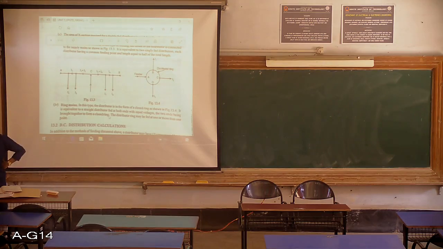It is equivalent to a straight distributor fed at both ends with equal voltages, the two ends being brought together to form a closed ring. So calculations are much simpler if you understand the distributor fed at both ends. The distributor ring may be fed at one or more than one point. In this particular case I have shown just one feeder connected at point A. There may be other feeders also. You have to show the incoming line for the feeder, and the tappings are shown as outward arrows. Now we will see the calculations associated.